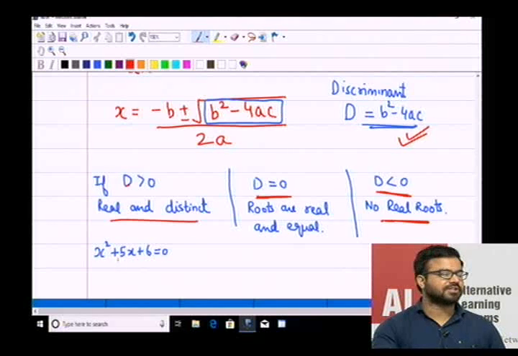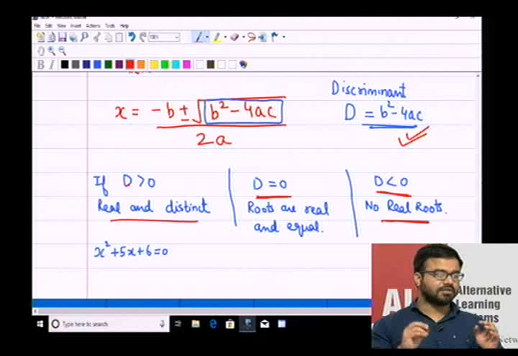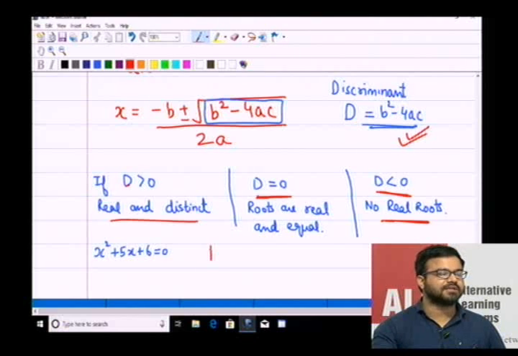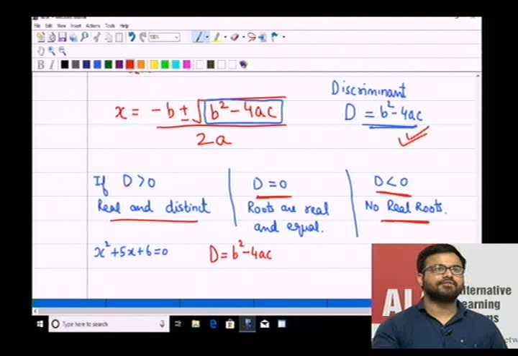Suppose we have an equation x square plus 5x plus 6, and without solving we have to predict whether the roots will be real, equal or different. So I will just calculate the D. D is given by B square minus 4AC, and we know B is the coefficient of x, which is 5, and C is 6, and A is the coefficient of x square, which is 1.